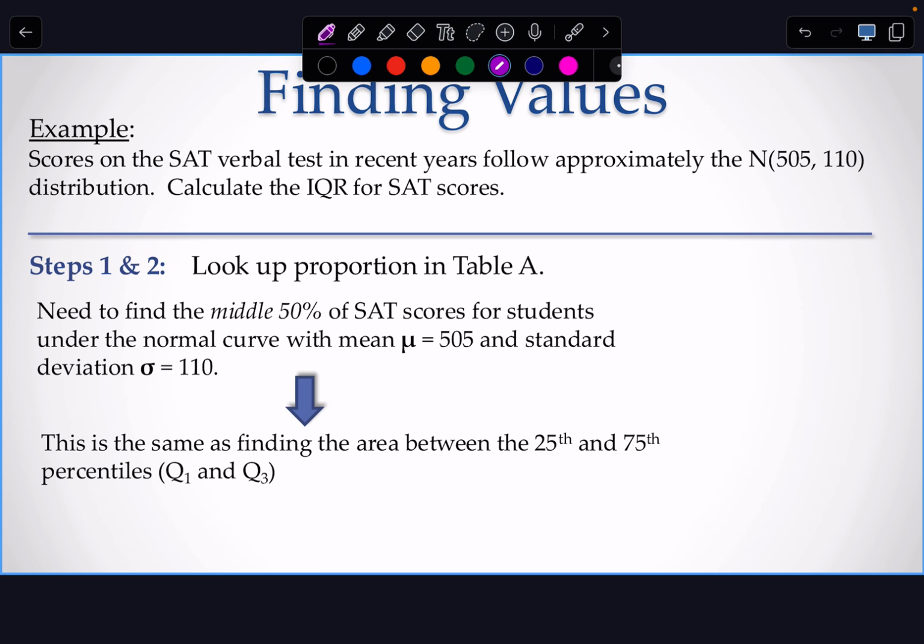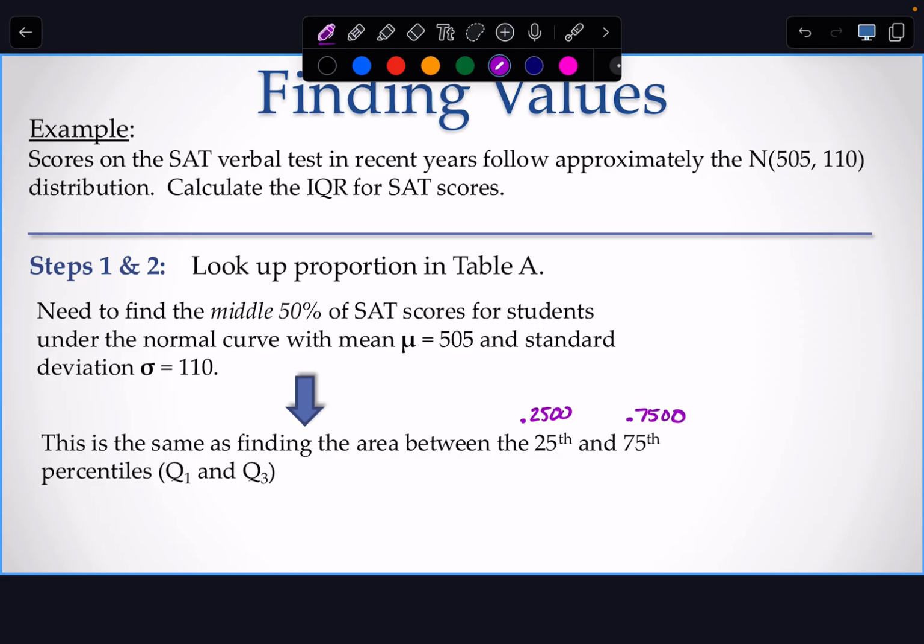So I need to think of those in terms of percentiles. I need percentages that I can use to convert to actual scores. Quartile 1 represented the 25th percentile. Quartile 3 represented the 75th percentile. I do not need to look both values up. I can use the symmetry of my distribution to figure out what these are. So for instance, I can look up 0.2500, or I can look up 0.7500.